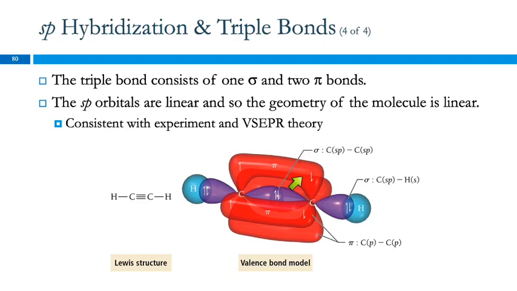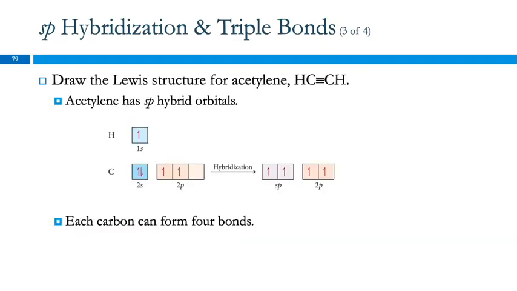And so we can see the labeling here. We've got a sigma between sp and sp on the 2 carbons. These are pi bonds between p orbitals on each carbon. This is a sigma between the sp hybrid on the carbon and the regular s on the hydrogen. So I thought all of them were hybrids. So they're not all hybrids.